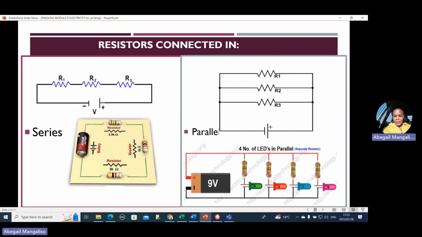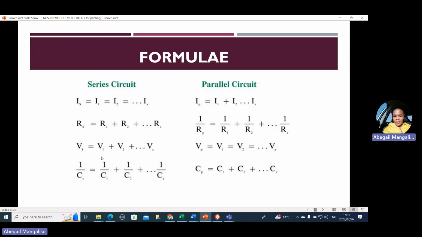Voltage on a series connection. If this battery is 9 volts, these 9 volts will be given by V1 plus V2 plus V3 if the potential difference is 9 volts. So when you calculate the voltage or the potential difference, you add in order to get the total on the series connection. There is a formula Vs, which is all the resistors that are in series. So their voltage will be given by the sum.